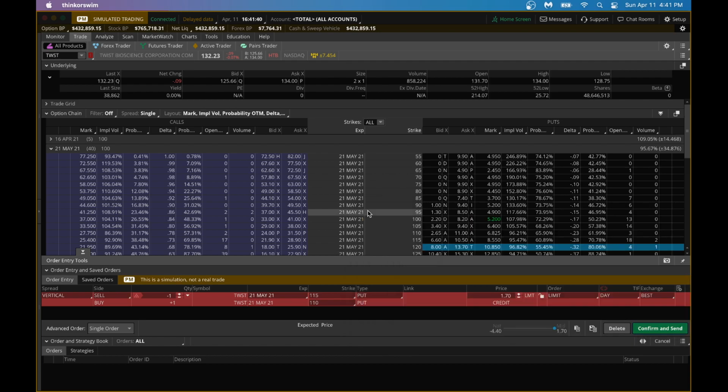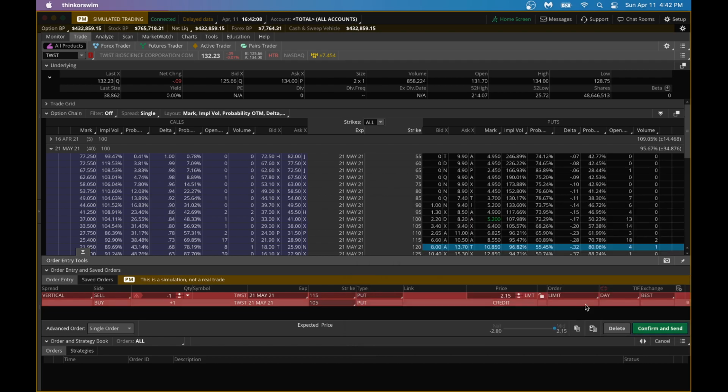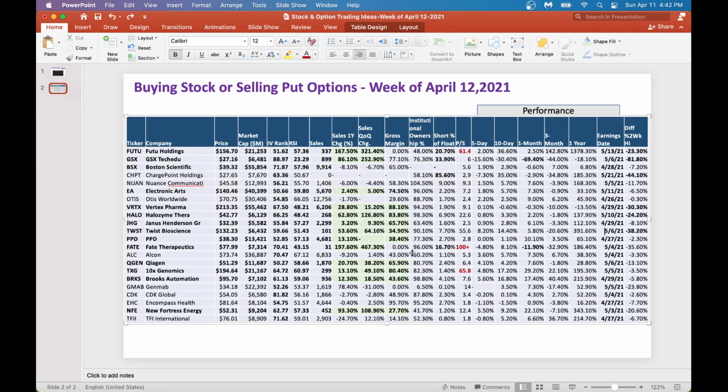If you want to increase your spread a little bit, you could do 115 and 105 spread. If you do this, you'll get more money. You'll bring in $215, and you're also risking a little more money here, $785. Your break even is 112. This is the other way to play. If you want to take a little bit more risk to make a little more money, you could do this too. So that's another idea.